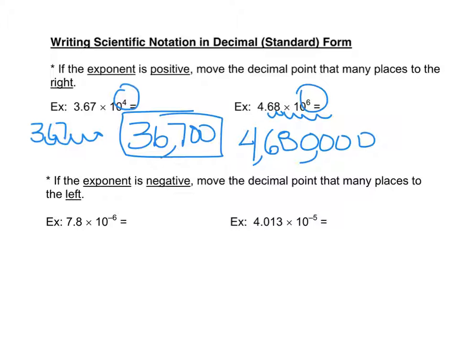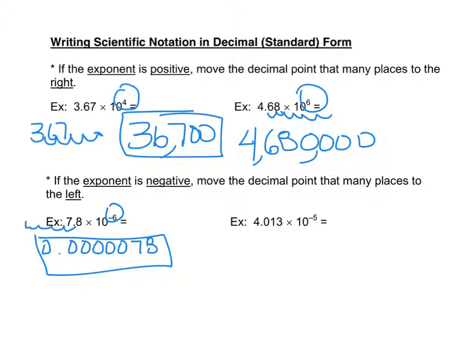When we have negative exponents, we know that really means reciprocal or division, so we're going to move the decimal point to the left. This one we need to move to the left 6 places. So once gets us before the 7. We need 5 more times, so we're going to add 5 zeros. So 78 ten-millionths is the same as our number written in scientific notation. And that would be your answer.